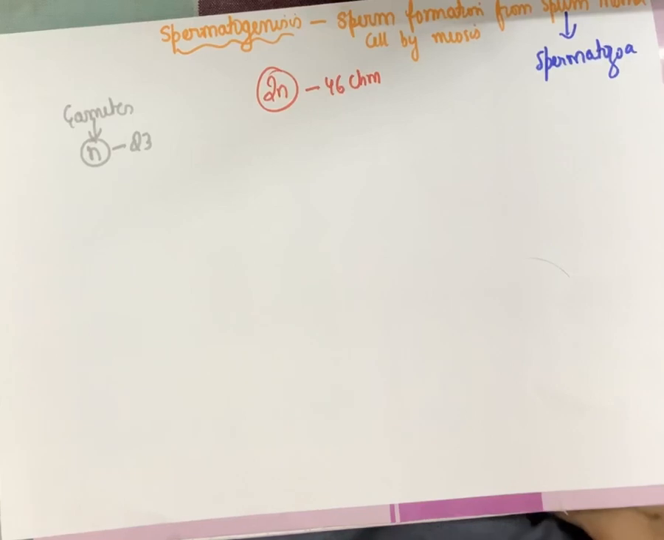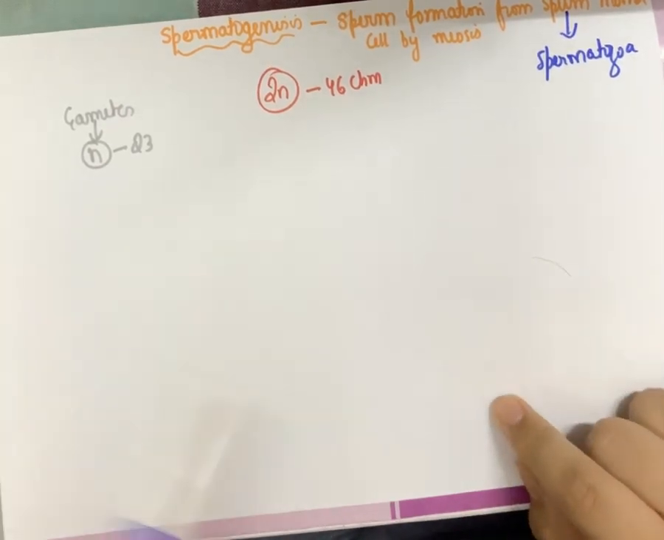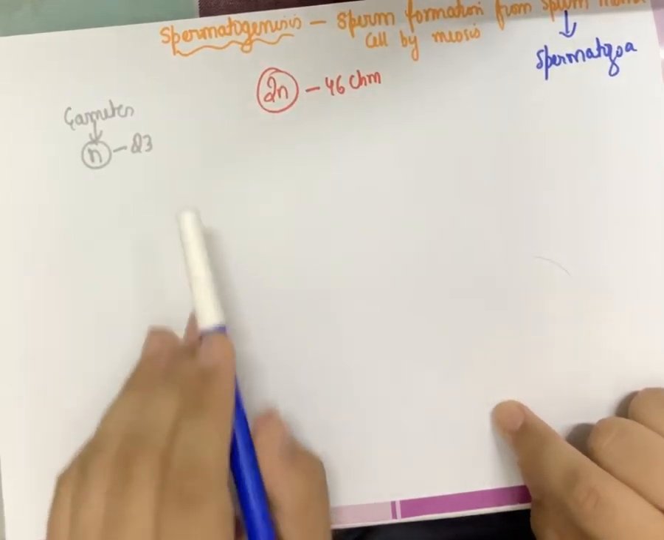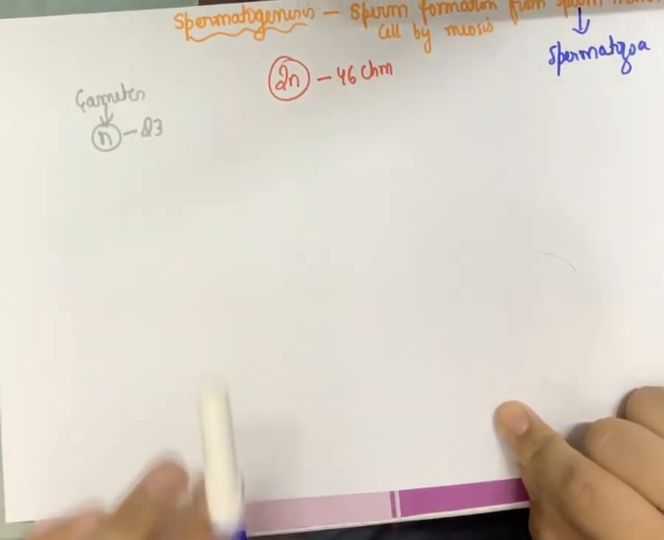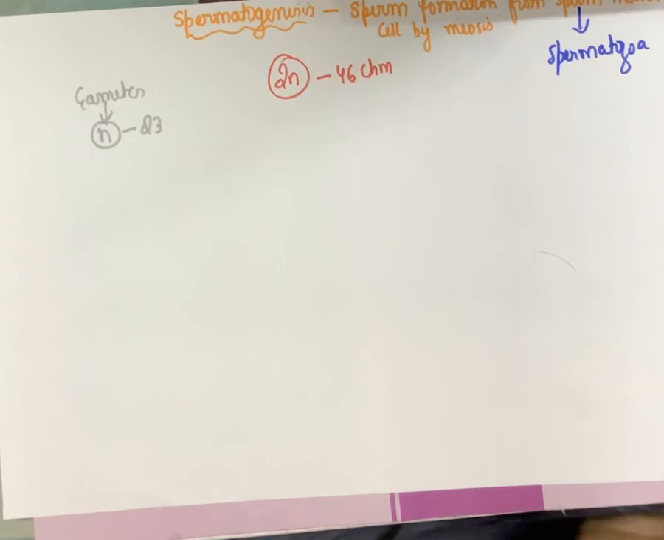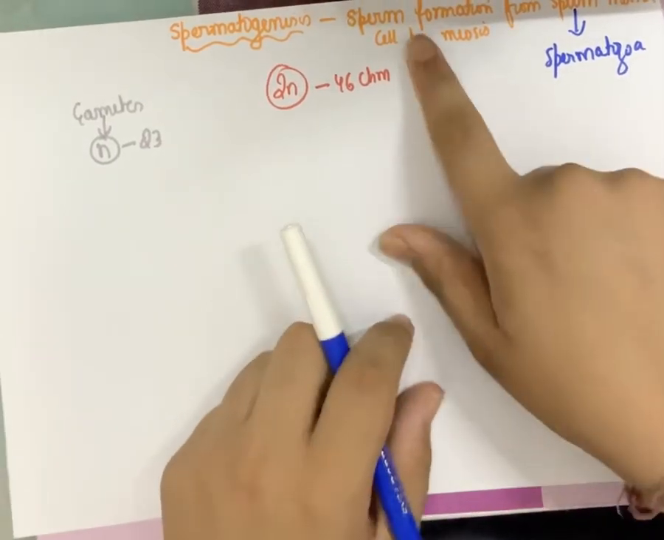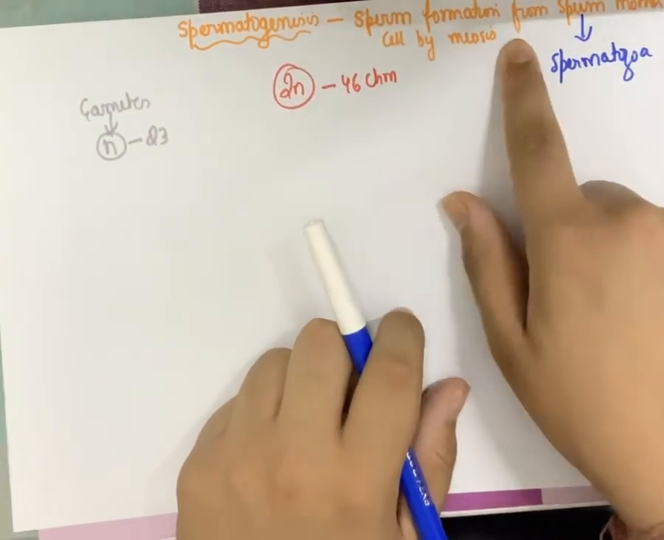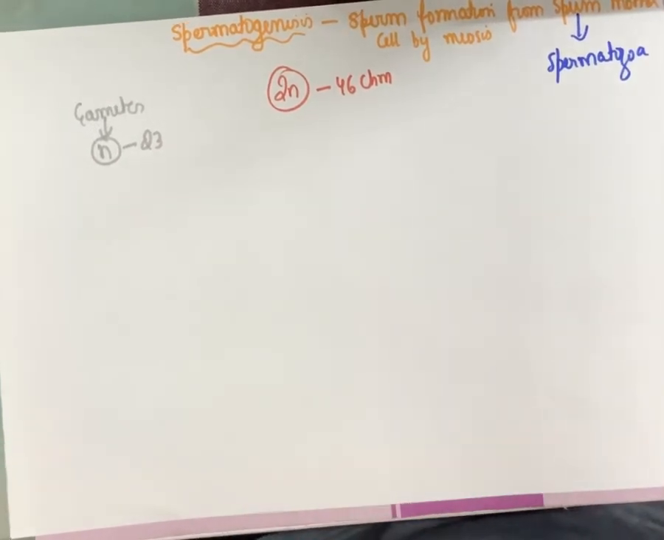So this 2n with 46 chromosomes is the spermatozoa or the sperm mother cell, which has to undergo cell division to form the sperm. Now what is the basic equation? 2n to n I have to form. The 2n spermatozoa will form n sperm, so I have to reduce the chromosome number to half. And the best cell division, or the only cell division which can permit reduction of chromosomes, is meiosis. So hence sperm formation from sperm mother cell by meiosis is called spermatogenesis.